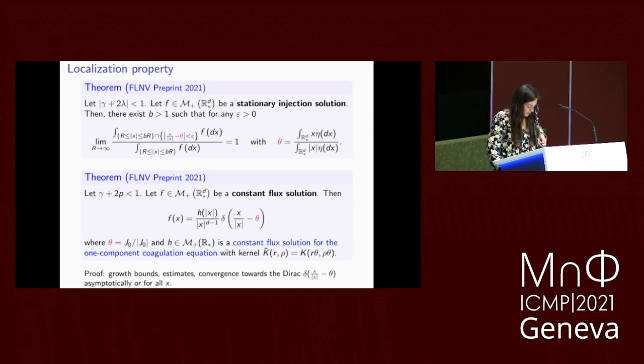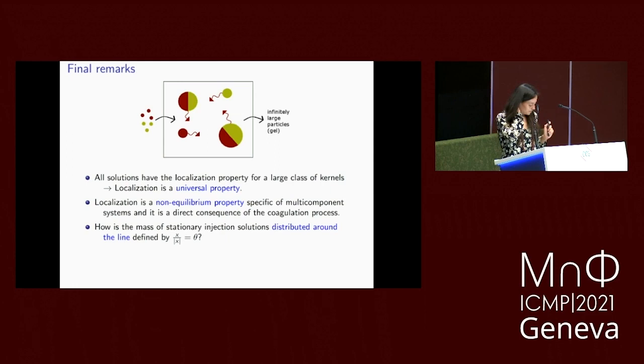Quickly, this is the last slide. I want to recall that this localization result holds for all solutions and all kernels in the class considered, so it is a universal property. It is a non-equilibrium property that is specific to the multi-component setting, and it is a direct consequence of the coagulation process, so it cannot be derived from a variational principle. One can now ask how the mass is distributed around this line, and this is something we are currently working on. And this is all. Thank you.